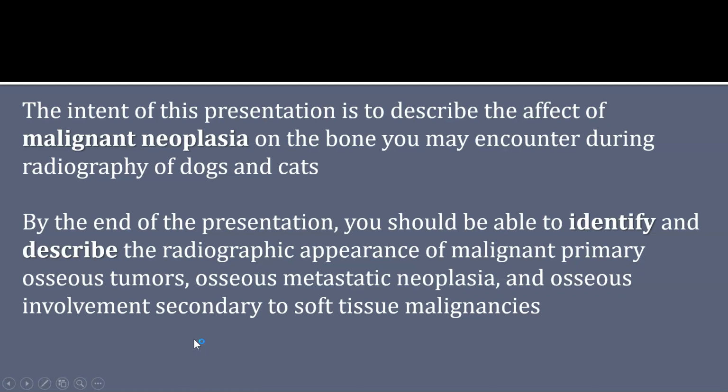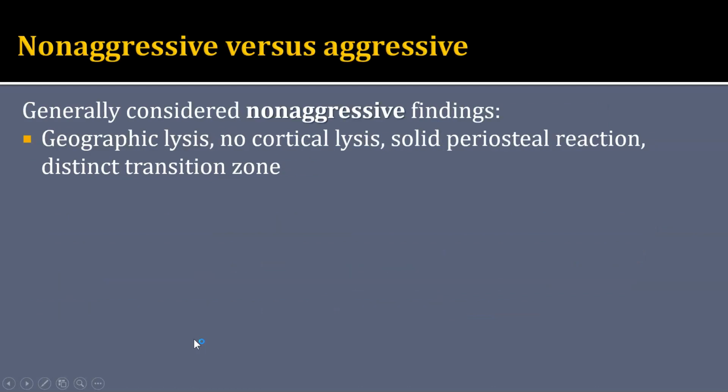By the end of the presentation, you should be able to identify and describe the radiographic appearance of malignant primary osseous tumors, osseous metastatic neoplasia, and osseous involvement secondary to soft tissue malignancies. Additionally, given the radiographic appearance, you should be able to provide a ranked ordered list of differential diagnoses.